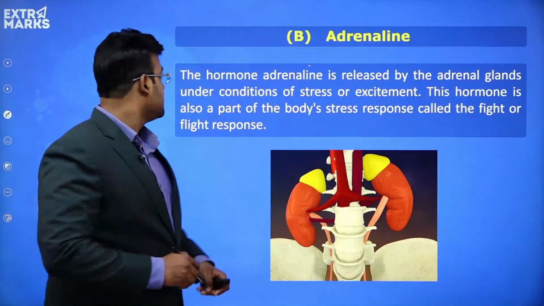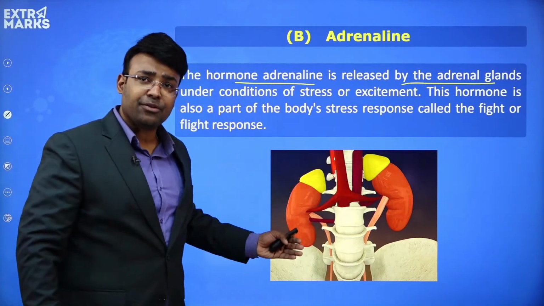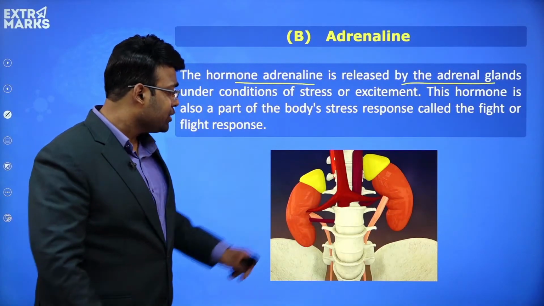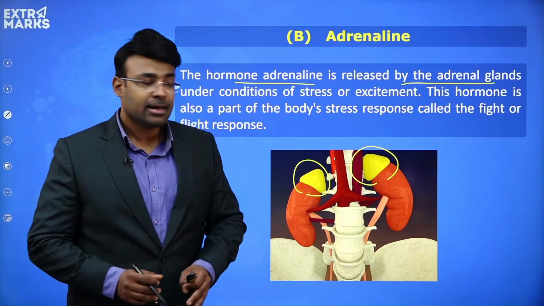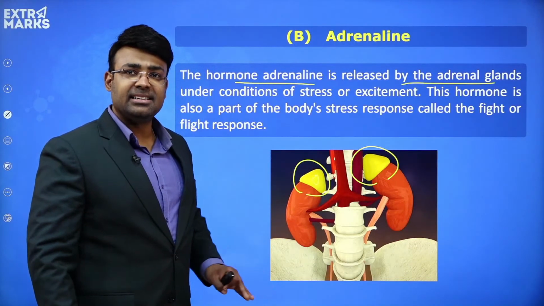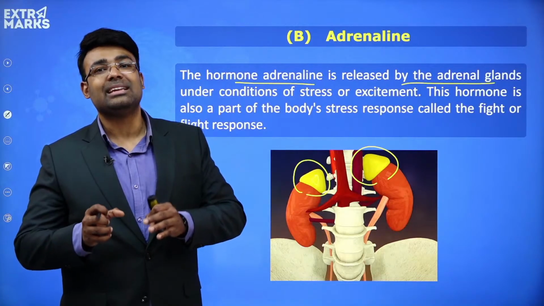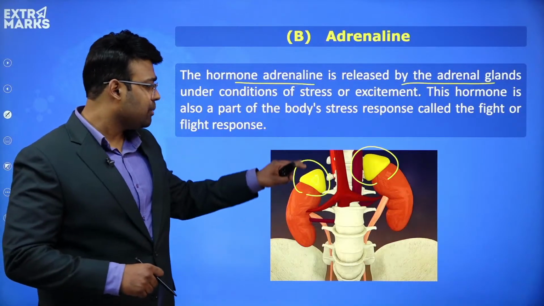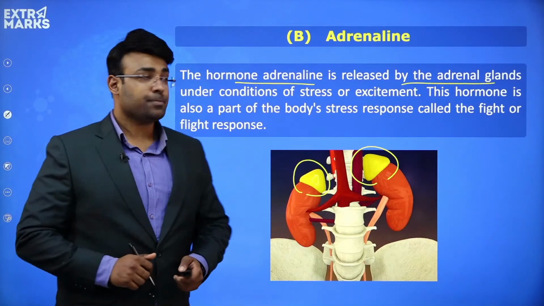Adrenaline, the hormone, is released by the adrenal gland, and here you can see the location as well, everyone. This is the kidney, and these are the vertebrae, and over the kidney you can see this crown-like structure. This is basically the adrenal gland. The adrenal gland is divided into two parts, the adrenal cortex and the adrenal medulla. From the adrenal medulla, the adrenaline hormone is released, which prepares the body for the fight and flight mechanism. So the adrenal medulla is responsible for the release of adrenaline. Clear? Okay, let's move on.